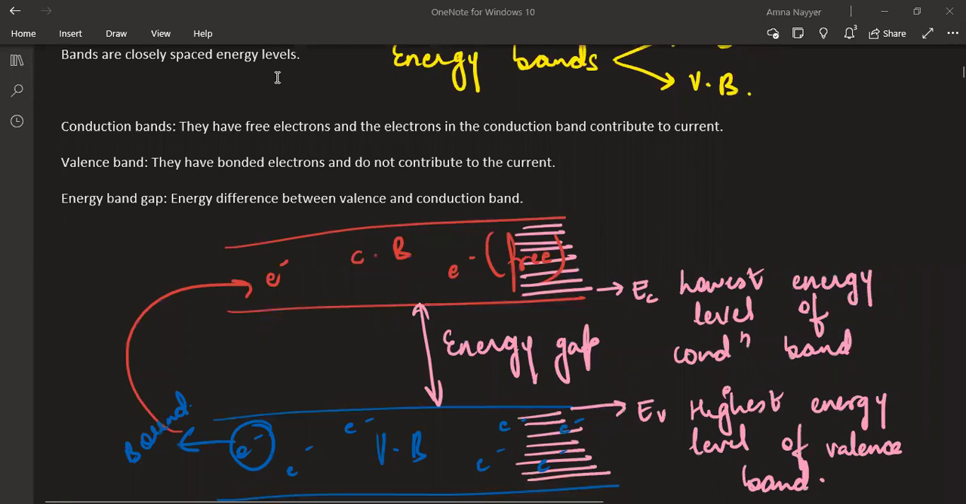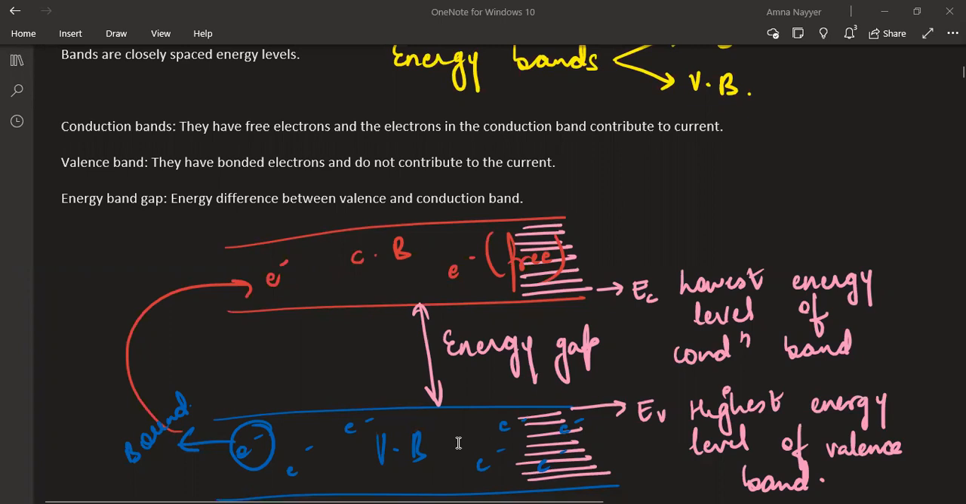See, bands are what? Bands are closely spaced energy levels. These are known as bands. So there are various bands in which electrons are present having different levels of energy. Two types of band you have to understand. The one that has the free electrons available, this is known as the conduction band. These are all the electrons that contribute to the electricity part, the conductivity part. So this energy band is known as the conduction band. Various energy levels are there.